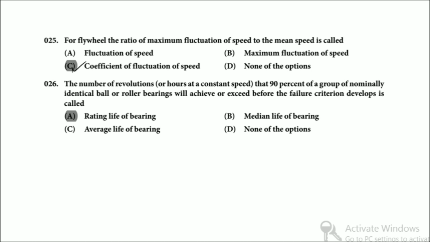Then question number 26, the number of revolutions or hours at a constant speed that 90% of a group of nominally identical ball or roller bearings will achieve or exceed before the failure criterion develops is called as a. So that is also a definition. So here the answer should be the rating life of the bearing. A should be the answer.